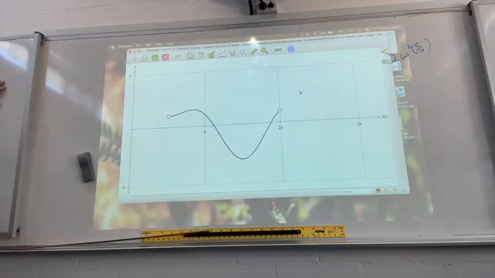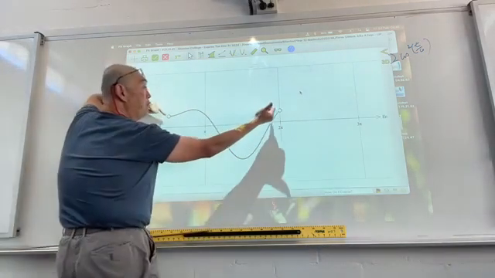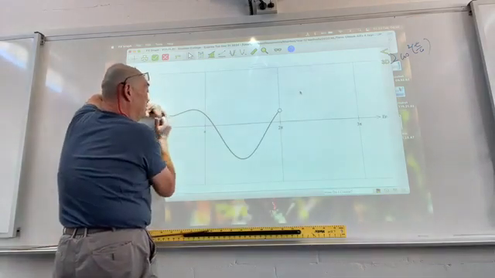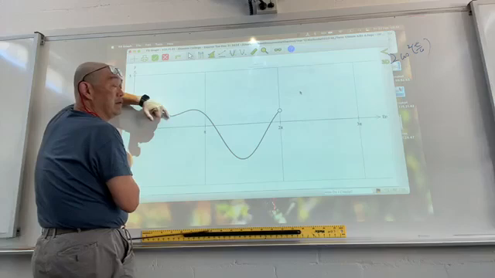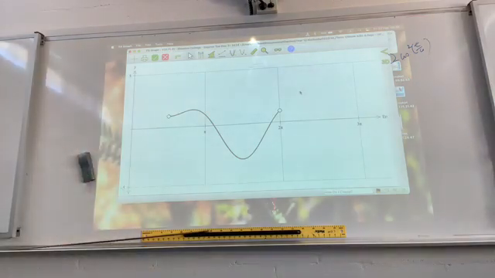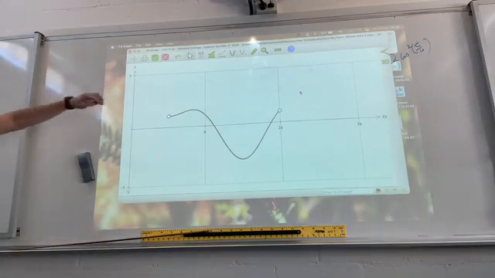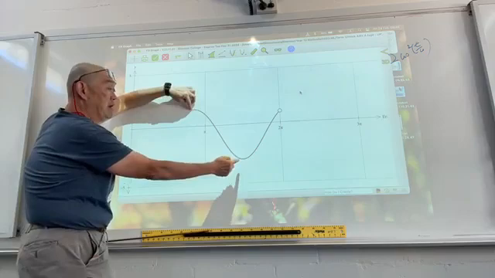If you use your ClassPad, you really need to make sure that you are within pi over 2 and 2 pi. Alright, like I said, I've got the advantage of using the graph, that I can see exactly what it is. I know this is the maximum, this is the maximum, this is the minimum.